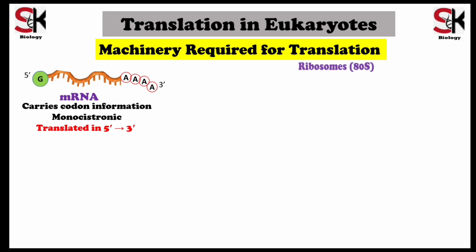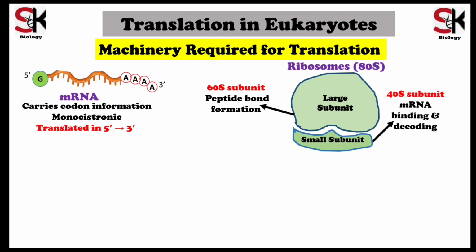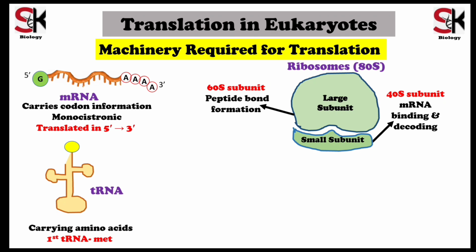In eukaryotes, the ribosome is 80S, where the large subunit, 60S, is required for peptide bond formation and the small subunit, 40S, is required for decoding of mRNA. The first tRNA is always methionine. No formylation of methionine is required. Eukaryotes also require all 20 amino acids for protein synthesis.